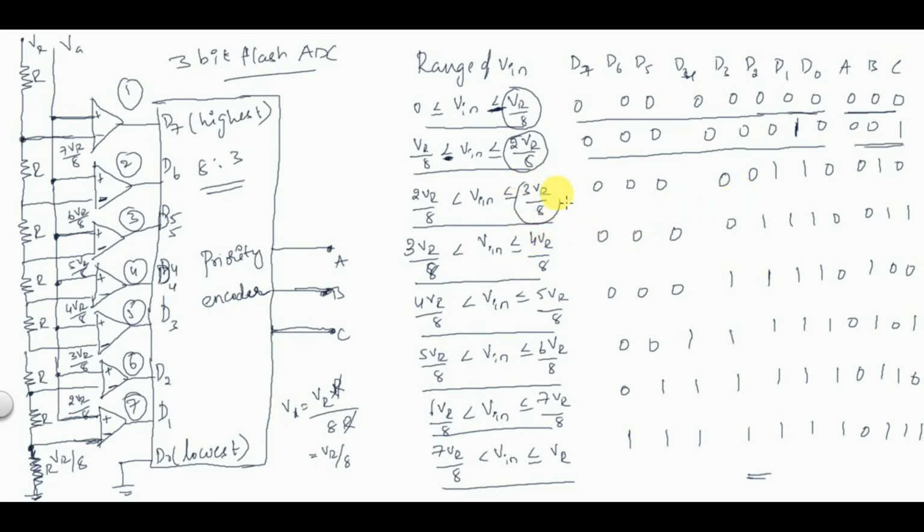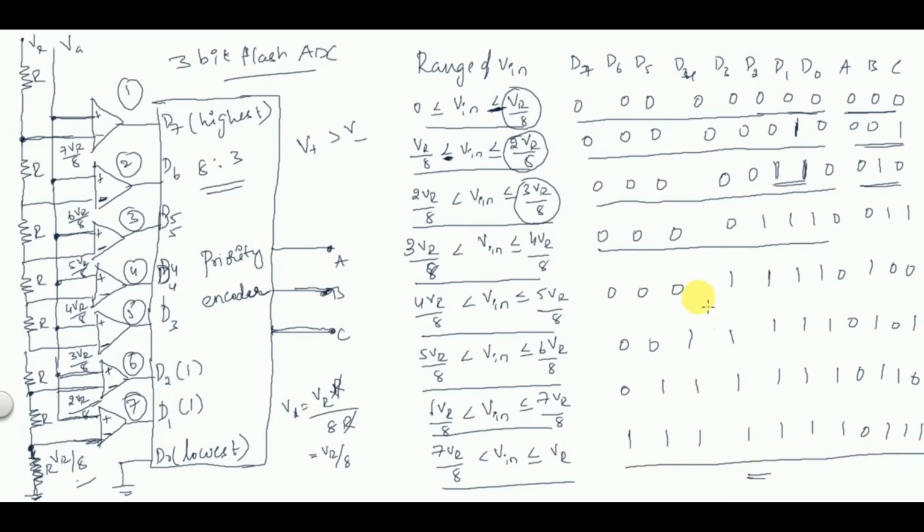Similarly, when the highest value is 3 VR by 8, the outputs of the first 2 comparators, 1 and 2, both will be 1, because the input applied is 3 VR by 8, the input here is 2 VR by 8, and here the input is VR by 8 only. So V plus is always greater than V minus. Therefore, the outputs will be 1 and 1, and the corresponding output will be 0, 1, 0. Similarly, if you extend the concept, you'll get the rest. So this is the concept of 3-bit flash ADC.